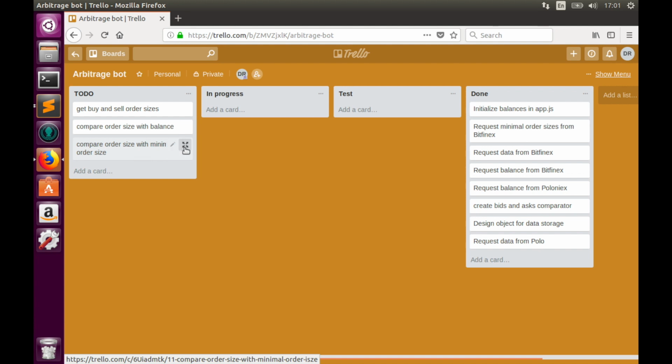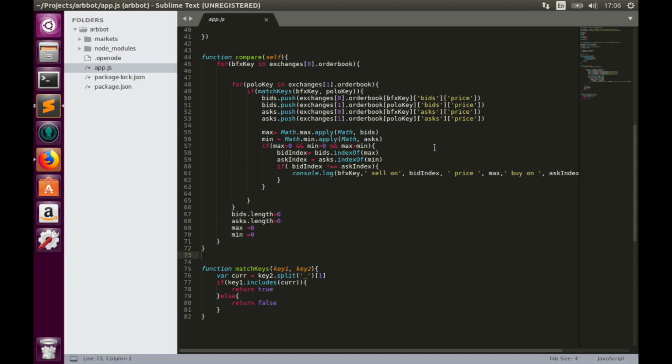So let's start coding. We will work with app.js, specifically compare function, in the place where arbitrage opportunity happens. And we'll begin our work with introduction of modes. I have mentioned modes in the previous video, and today we'll disclose it in details.